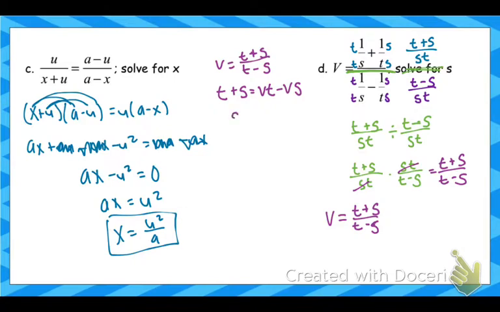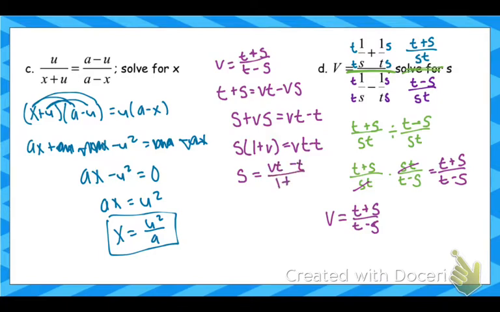So this is going to become s plus vs. This is going to become vt minus t. Factor out that s. Divide by what's with the s, and I end up with my final answer. Now, if you want to factor out that t on the top and make that t times v minus 1, you are welcome to. You don't need to, though, because you're still getting the same answer either way.